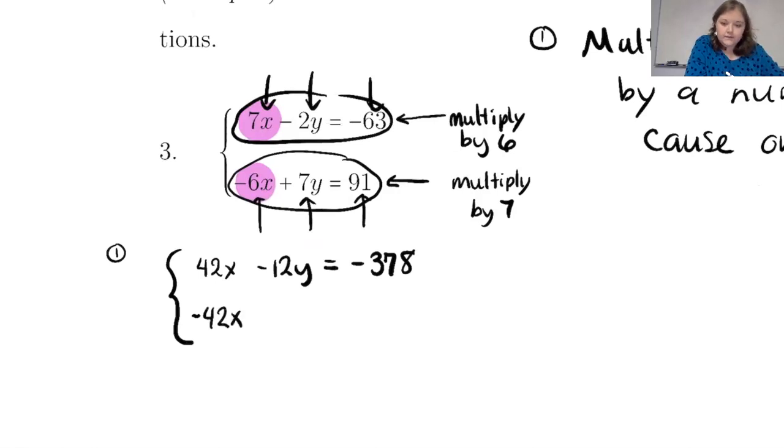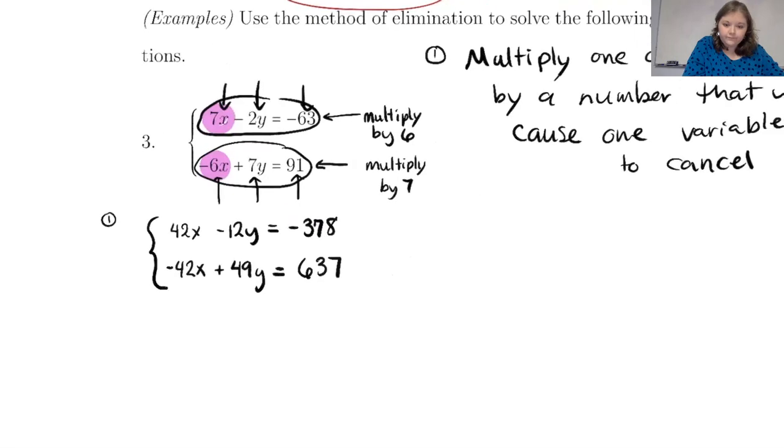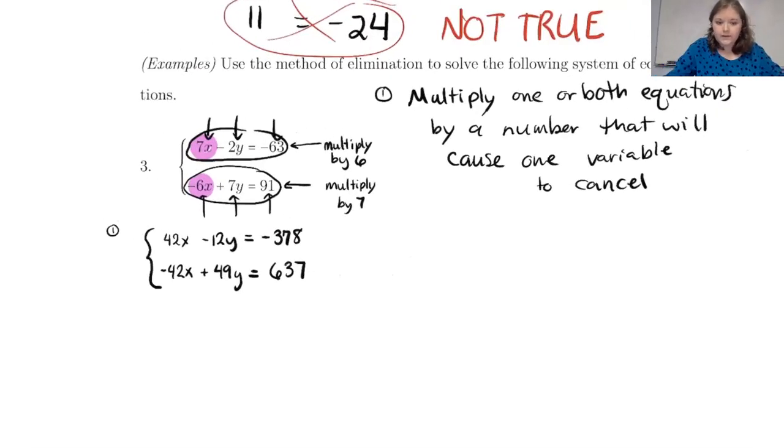Then 7y times 7 becomes plus 49y. And then 91 times 7 becomes 637. Okay, I'm just going to check those calculations really quick by sticking them into a calculator.